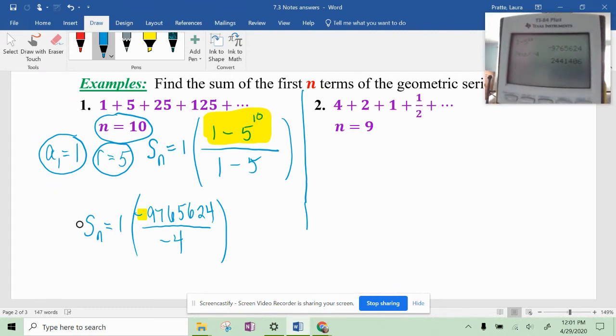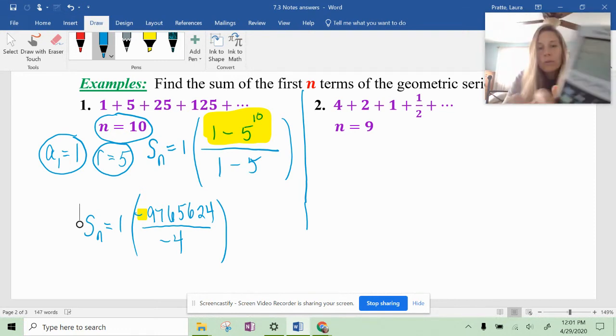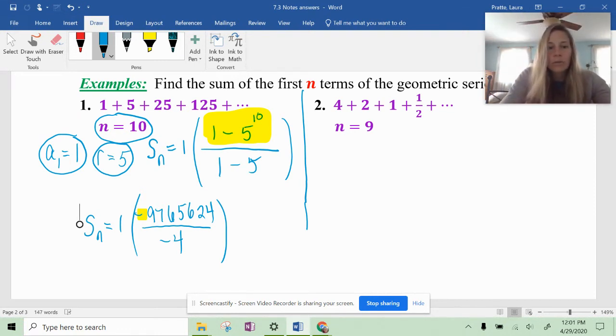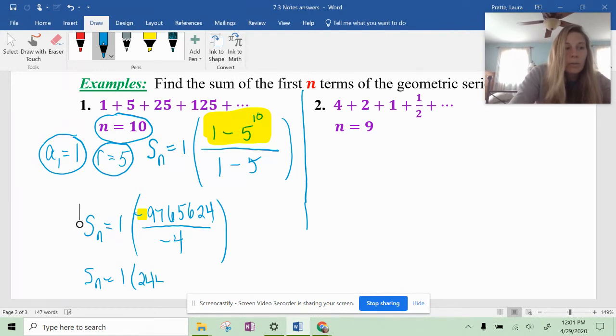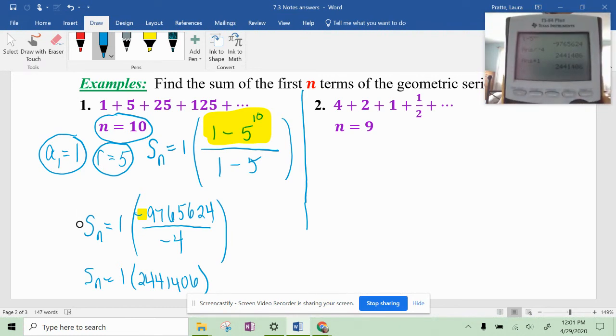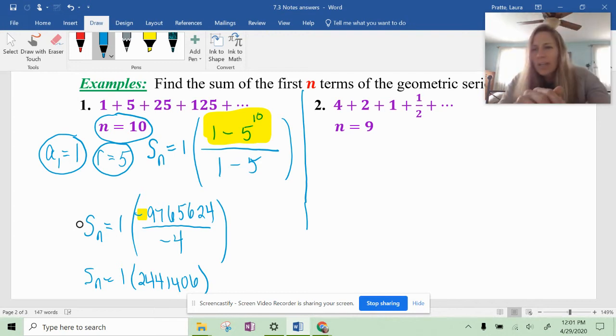And then now you have 2441406. Okay, again, you didn't have to write anything down, it's still in your calculator. Then all you're going to do is leave the number that's on your screen, which right now is 2441406, and multiply it by that number out front, which in this case is a 1, so it's not going to change anything. So you won't even have to do that step.